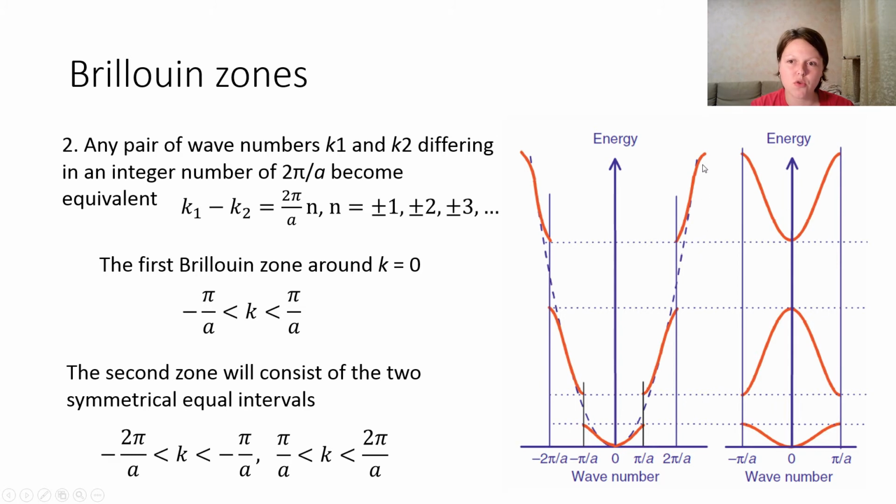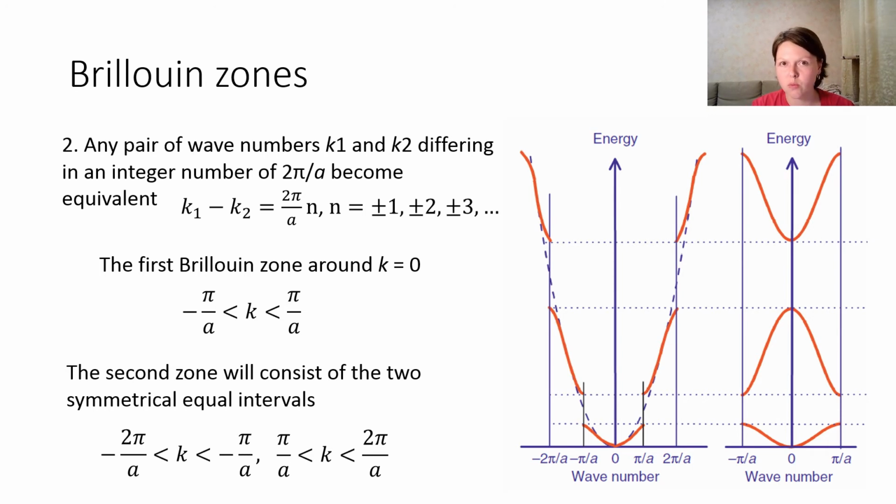The corresponding energy branches here and here, for example. As we can see, all energy branches that are distributed at different values of wave number can be moved to the little region that surrounds the zero. This region around the zero, where K meets this condition, is called the first Brillouin zone.